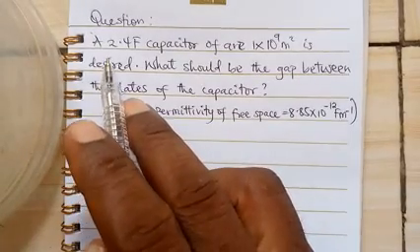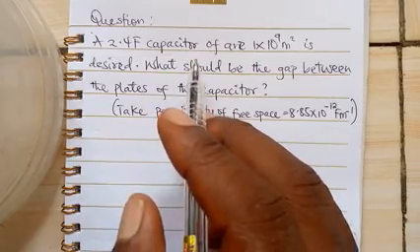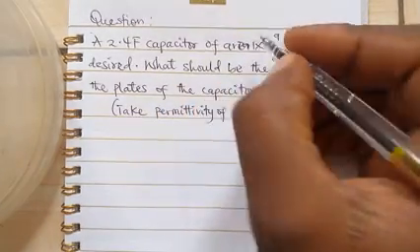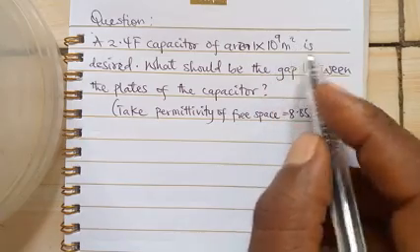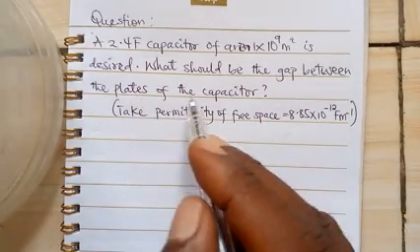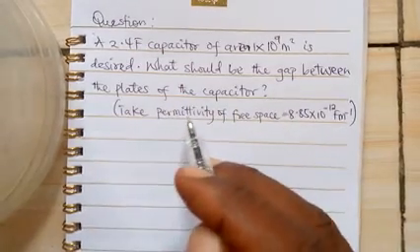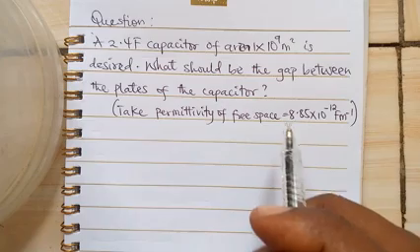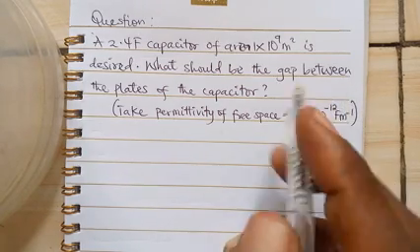Let's look at this question. It says a 2.4 farad capacitor of area 1 times 10 raised to power 9 meters squared is desired. What should be the gap between the plates of the capacitor? Take permittivity of free space equals 8.85 times 10 raised to power minus 12 farad per meter.